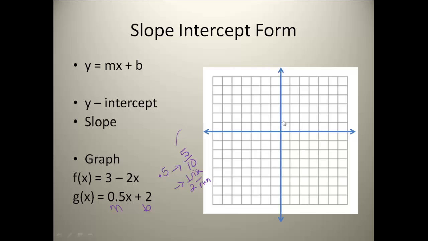So I'm going to start up here at my 2, and then I'm going to do my rise over run, 1 over 2. So I'm going to go up 1 over 2, up 1 over 2. Or I can go down 1 and back 2, because down 1 and back 2 is 2 negatives, and those are the same thing as a positive. Connect those, and now I have my g of x function.